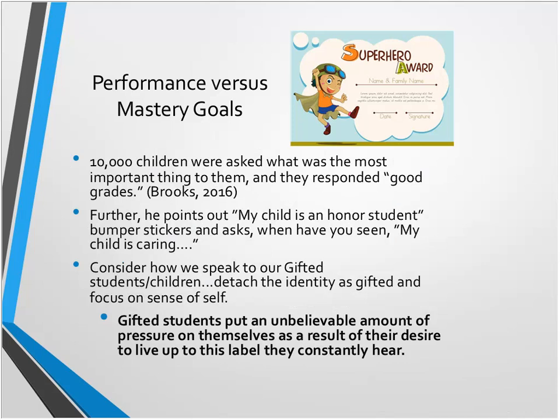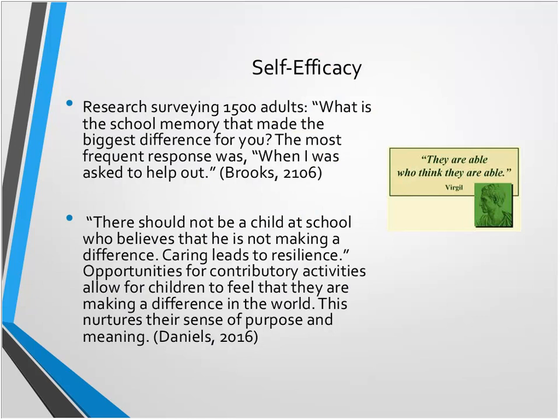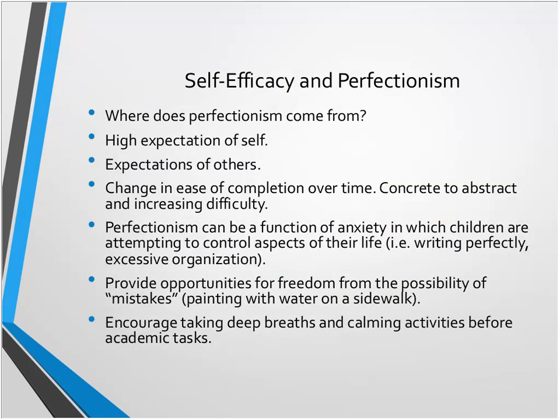Dr. Robert Brooks, if you have a chance to look at his work, is excellent. He says 10,000 children were asked what was the most important thing to them, and they responded good grades. And when we look around, we see bumper stickers that say my child is an honor student, but we never really see a lot of emphasis on my child is caring or my child made a difference in the world. This is something that we really need to think about, because with our kids with this existential depression, with the tendency toward anxiety, the most important thing that we can do for them is to help them find a sense of purpose. Early on, if we can show them how to care about others, how to think about others, this leads to resilience in our kids, and it's going to help them go through some of these most difficult times.